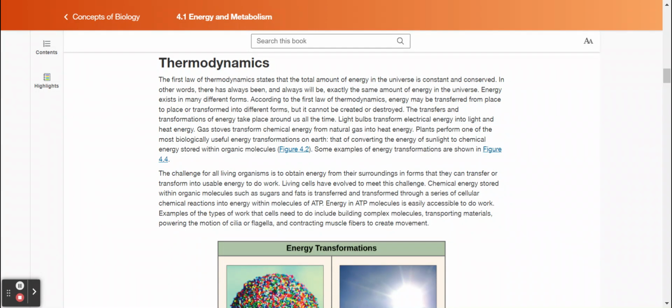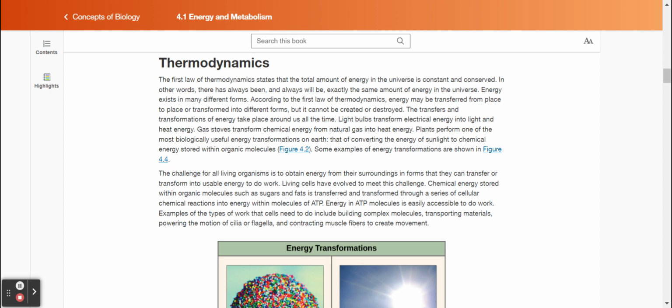Thermodynamics. The first law of thermodynamics states that the total amount of energy in the universe is constant and conserved. In other words, there has always been, and always will be, exactly the same amount of energy in the universe. Energy exists in many different forms. According to the first law of thermodynamics, energy may be transferred from place to place or transformed into different forms, but it cannot be created or destroyed.